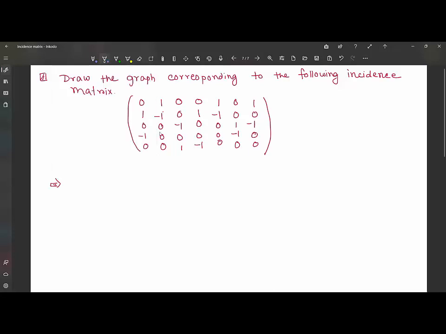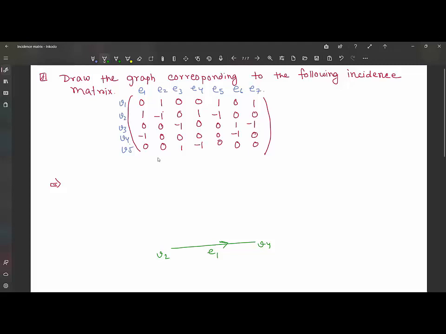First of all we have to mark the vertices and the edges. So mark these as V1, V2, V3, V4 and V5, and then the edges are E1, E2, E3, E4, E5, E6 and E7. Now we draw the edges one by one and also give the direction. First, you can see the edge E1 is connected with V2 and V4. So we start our graph with V2 and V4. Here it is E1 and the direction is towards V4, so the arrow is in the direction of V4.